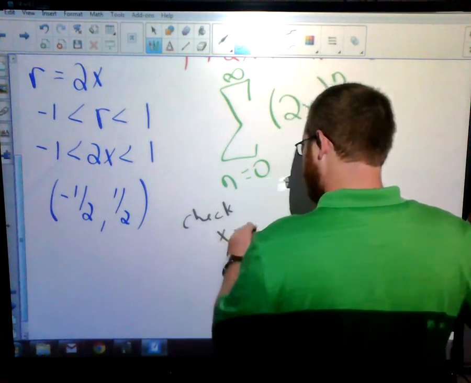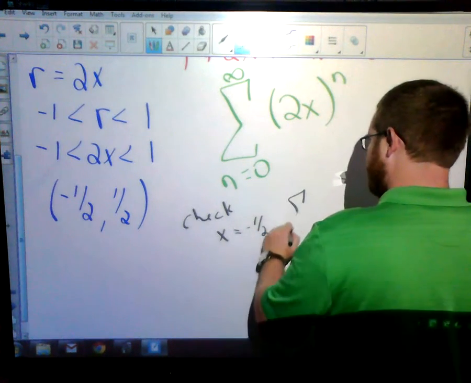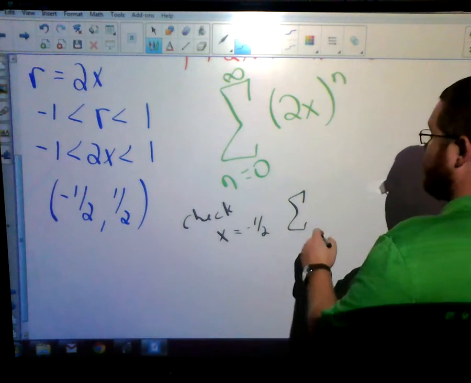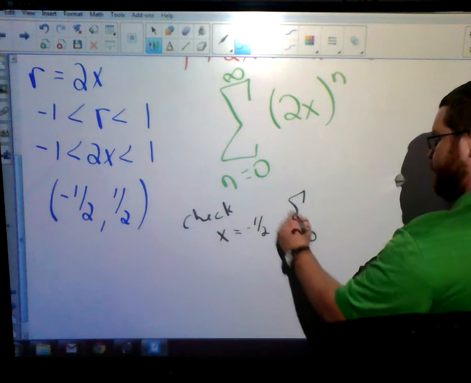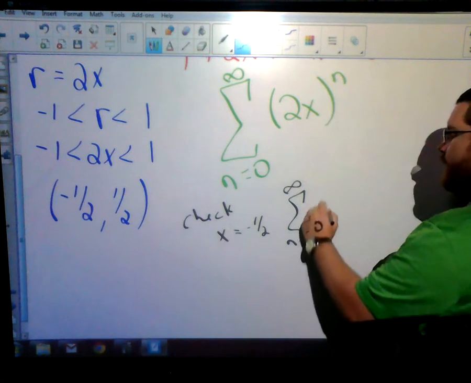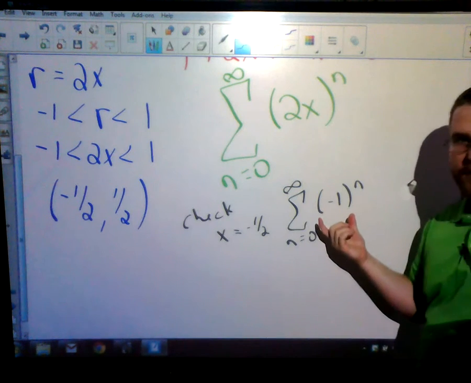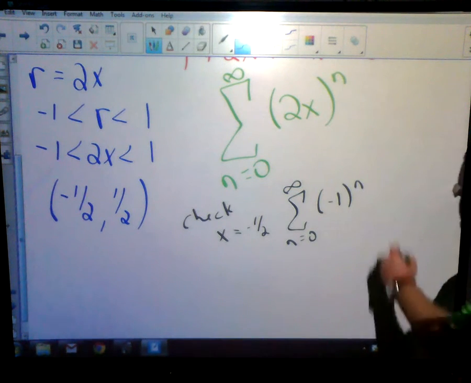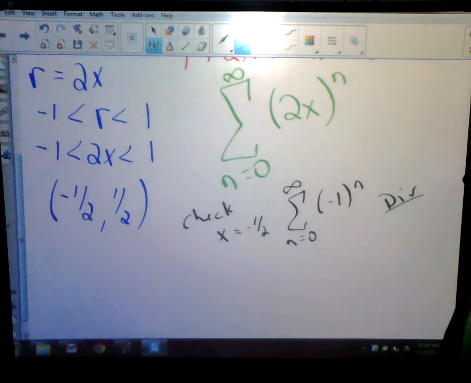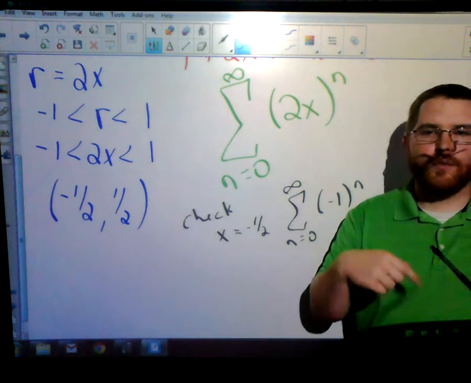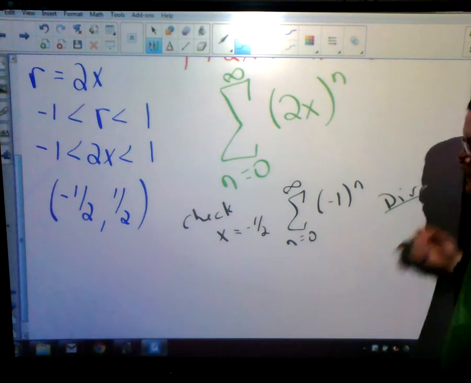x equals -1/2. If I do that, 2 times -1/2 is -1 to the n. Does that converge or diverge? That diverges. Why? Because it's -1 plus 1 minus 1 plus 1 minus 1 plus 1.